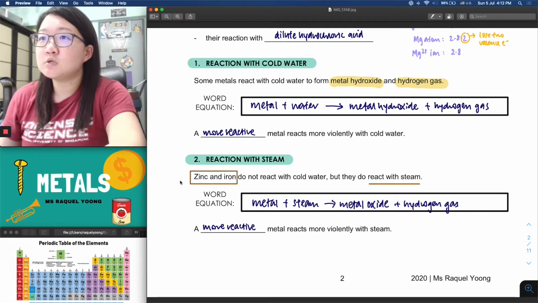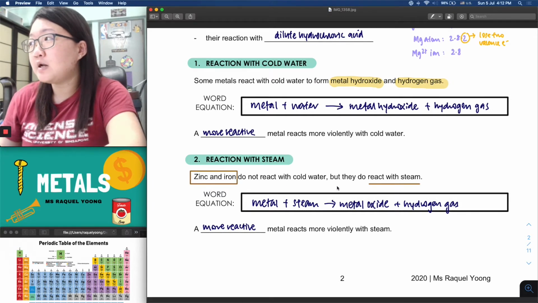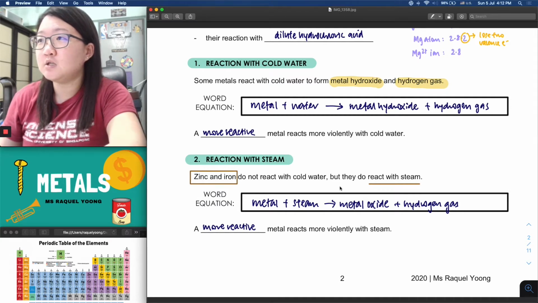So back to what I was saying. Zinc and iron do not react with cold water, but we will be able to find out their relative reactivity by reacting them with steam. So the word equation here will be metal plus steam to give us metal oxide plus hydrogen gas. So similar to the previous reaction, a more reactive metal will also react more violently with steam.